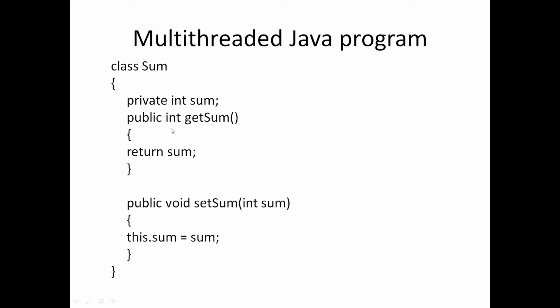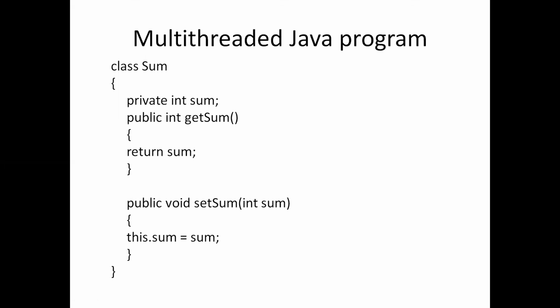Next we have the get sum method, which returns the sum. This Sum class has two methods, the get sum method and the set sum method. The get sum method just returns the sum value. Next we have the set sum method, which initializes the sum, and the return type of this is void.